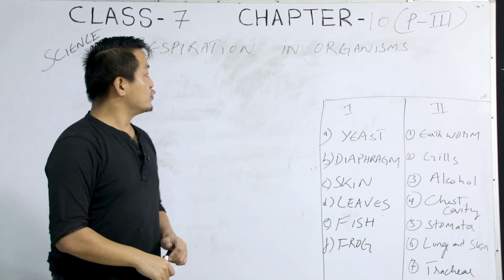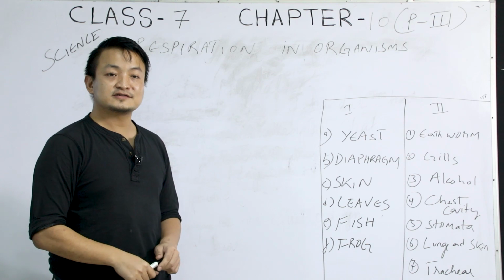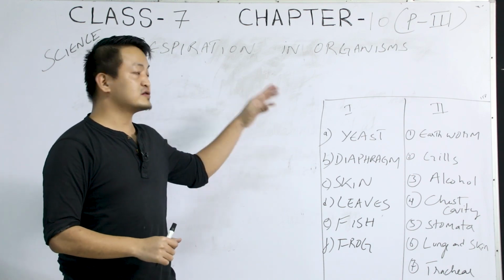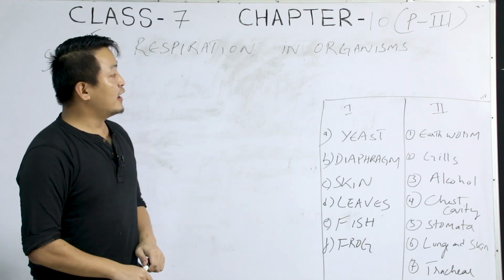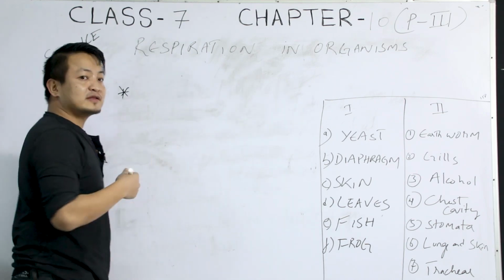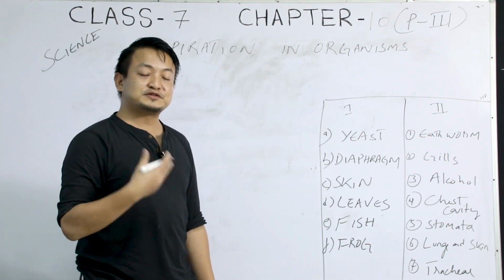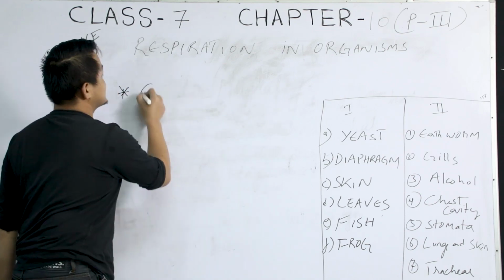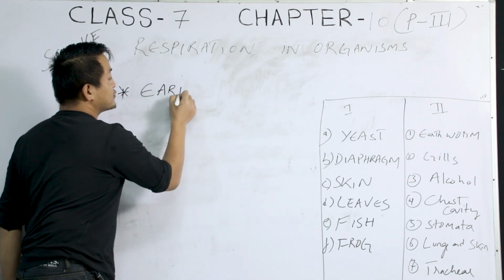So today we will complete chapter 10, science, that is respiration in organisms. This will be part 3, the third part. Now we are discussing respiration in other animals, right? So today we'll discuss the earthworm.